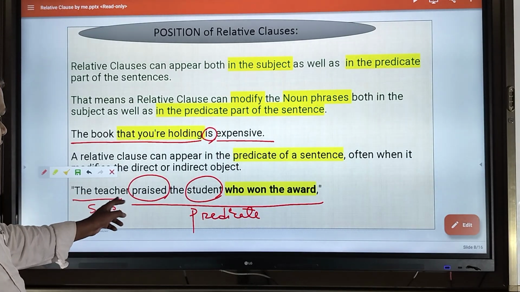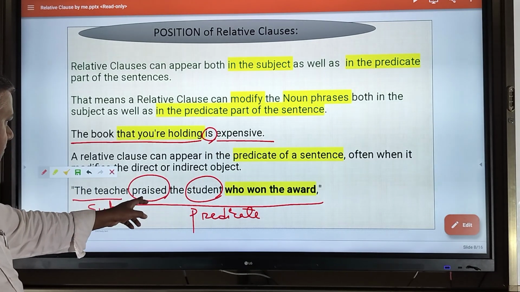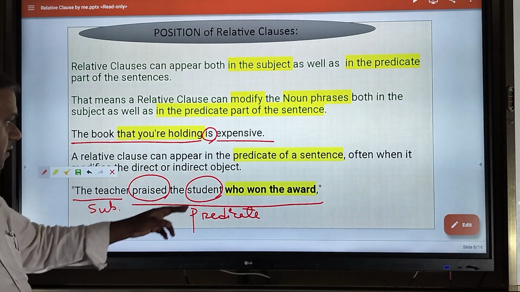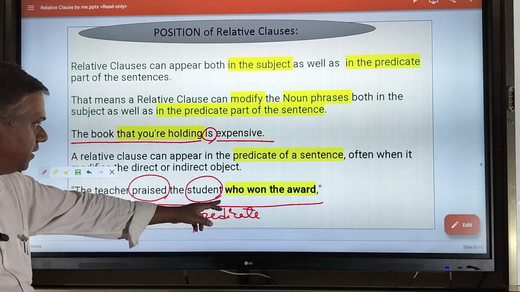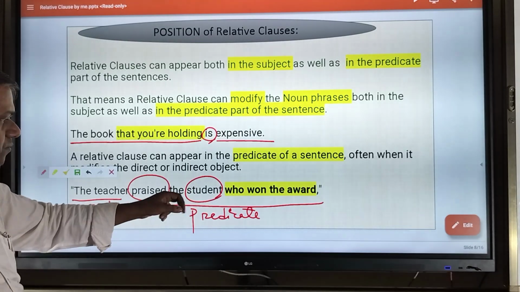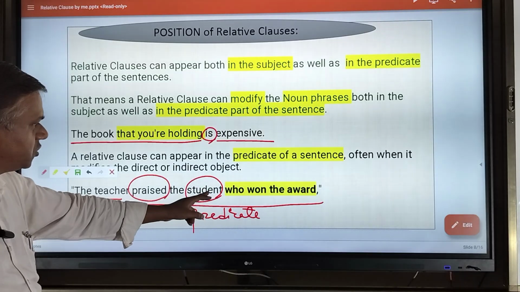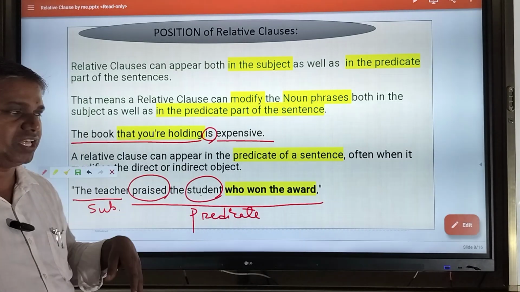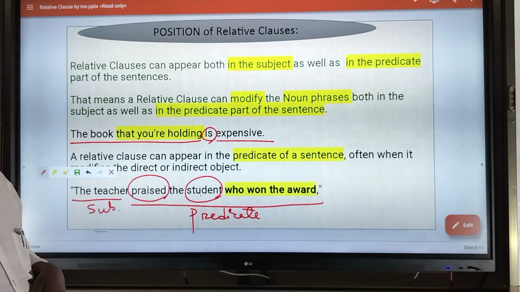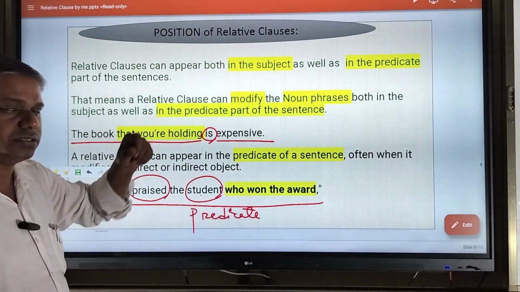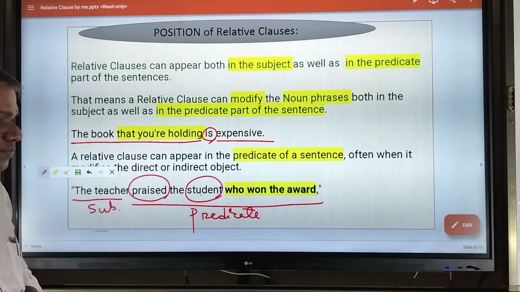Student is the object. Teacher praised. Whom praised? The students. So student is the object of this verb praised, and this object is a noun, and this relative clause is modifying this object. Every object is noun, you know. सब object गुडा को हमें noun कहि थाउ, ए object को ये कौन कला? Modify कला. तले एठी हमें कौन शिखिले? But we know the relative clause can be placed in the subject part as well as in the predicate part. Understood?